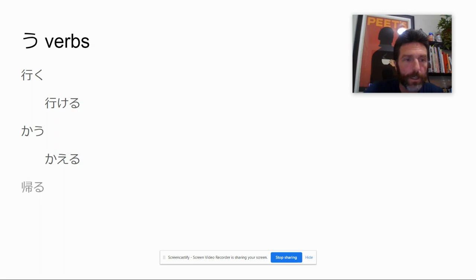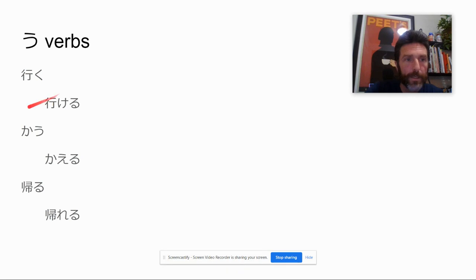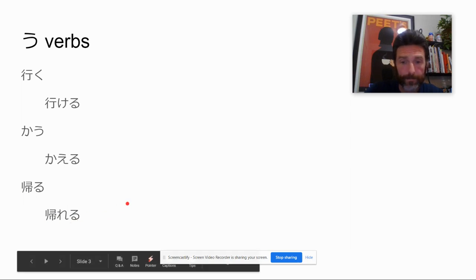What about kaeru? See what I did there? Japanese can be confusing that way. Kaeru, what do we do? That is an u verb. So we have to take ru and put it into the A column, so it becomes re, and add ru on the end. So it becomes kaereru. Iku, ikeru. Kau, kaeru. Kaeru, kaereru.